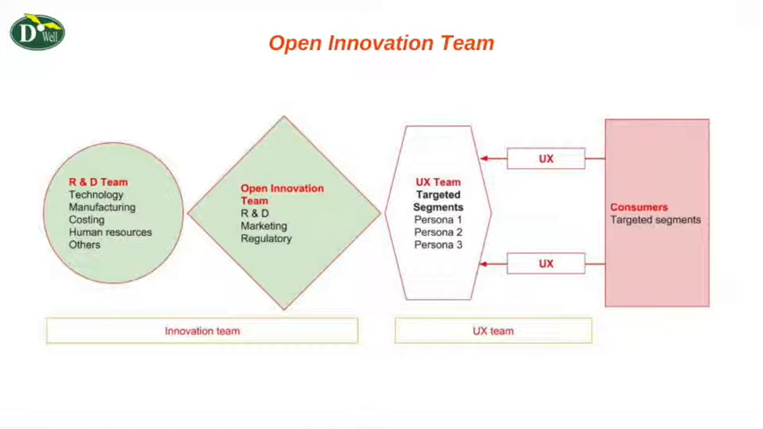Then the UX team will do the personas and the research in the targeted segment. They will collect UX from the targeted segment according to the design of the research. So basically, there's an innovation team and a UX team. They combine together and work in this project. So how do we engage users?